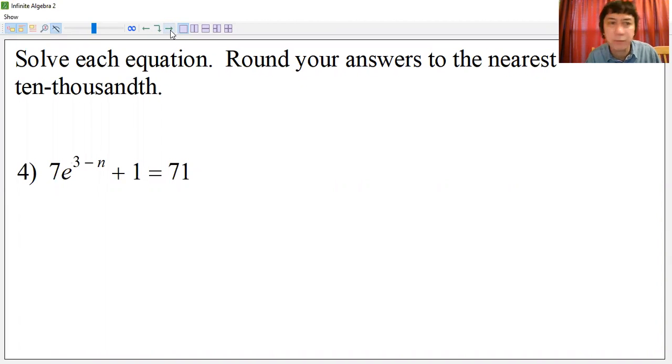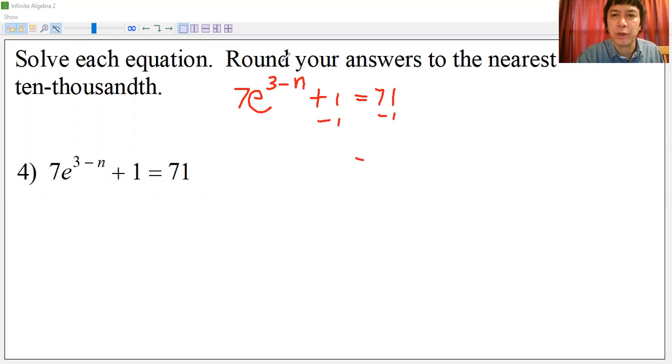All right, here is number 4. Let's write the given. We shall solve the equation, round the final answer to the nearest 10,000th. So this is 7 times e raised to 3 minus n, plus 1 equals 71. The first step is to subtract 1. We will have 70 at the right side, and what's left at the left side is 7 times e raised to 3 minus n. That's supposed to be one piece of exponent there.